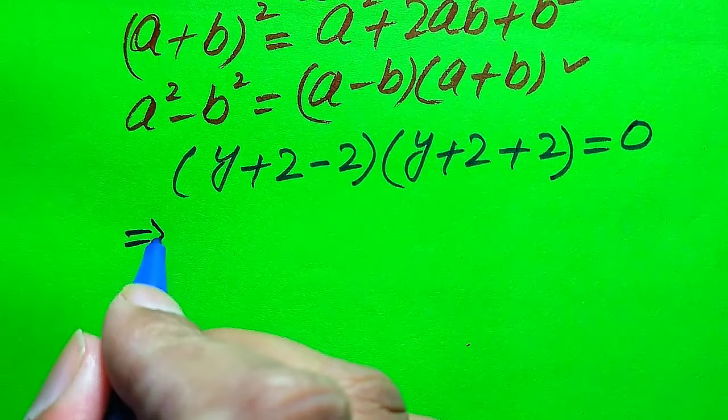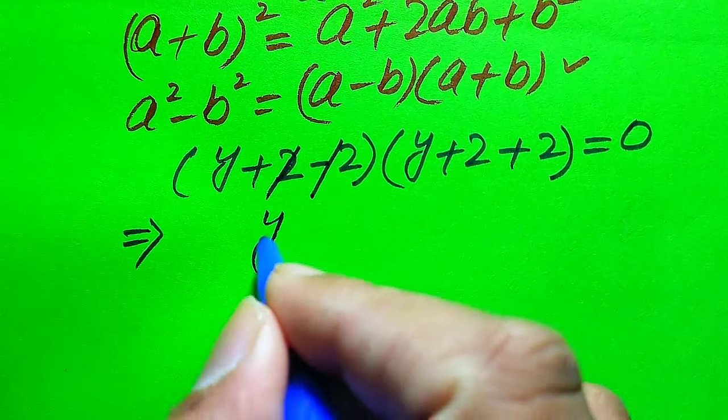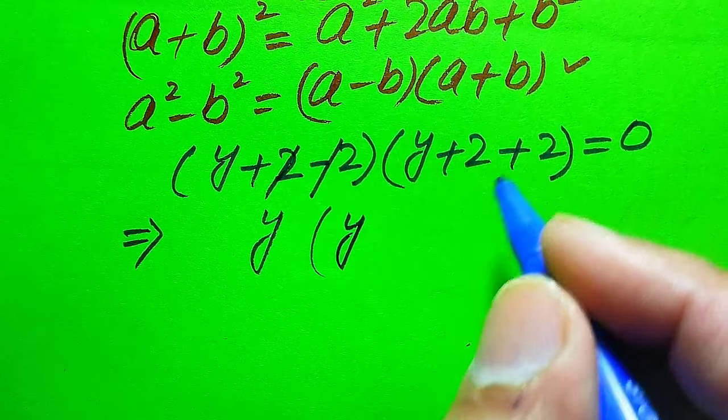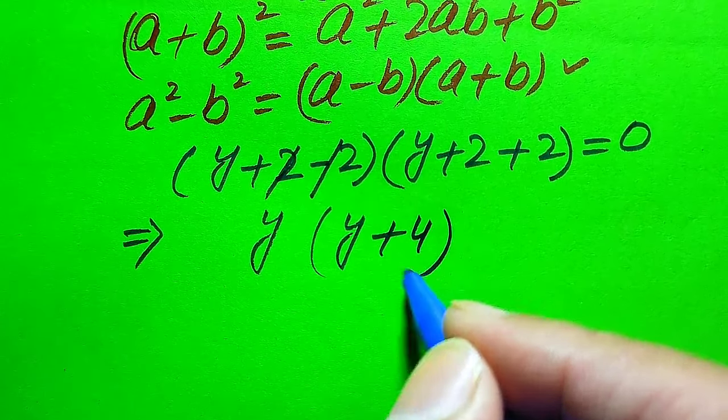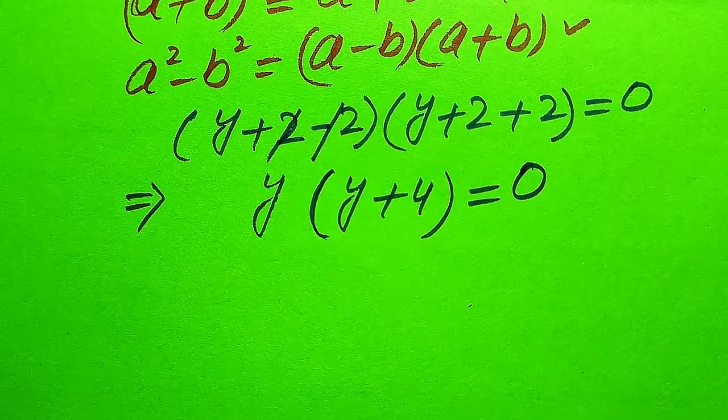And further in the next step we need more simplification. The negative and positive terms cancel out each other, and we get y only, times, here 2 plus 2 becomes 4, so y times (y plus 4) equals 0.